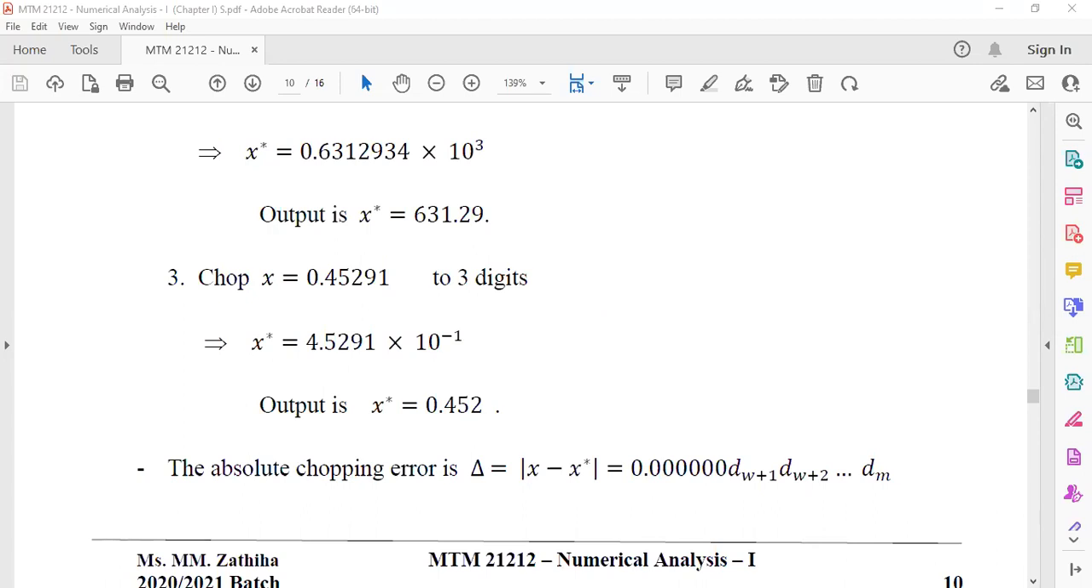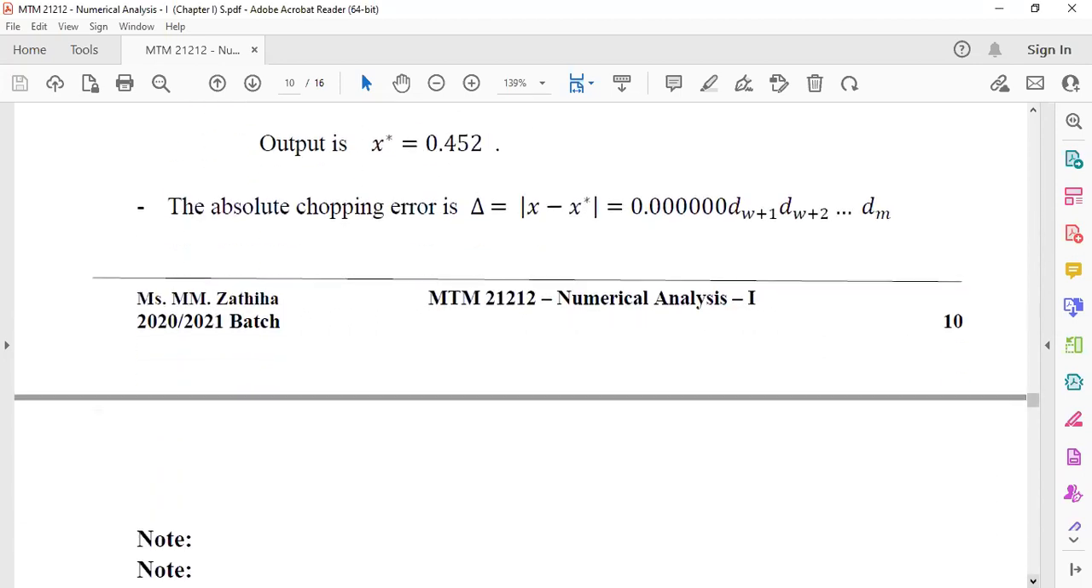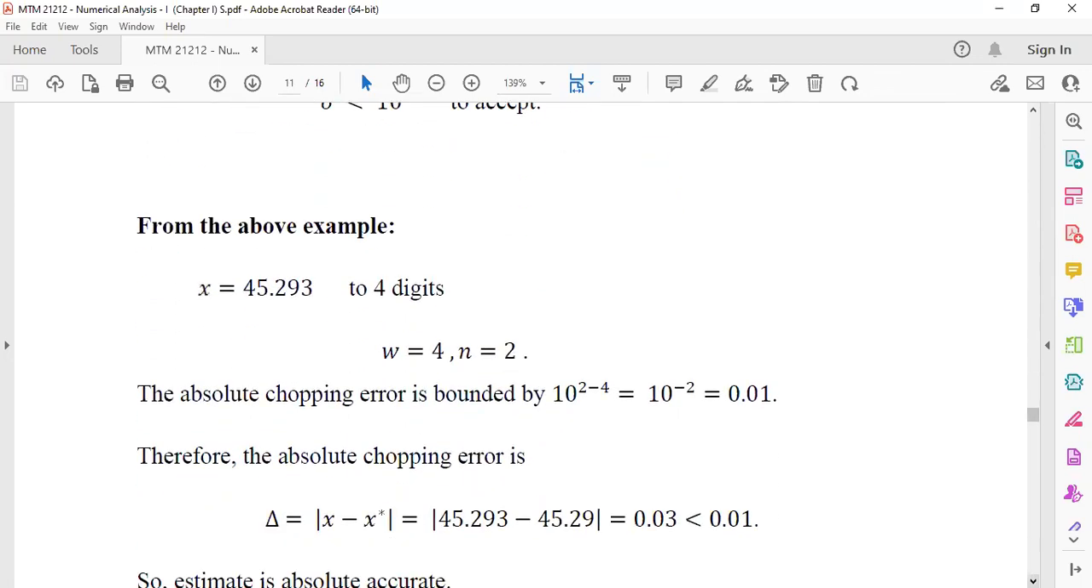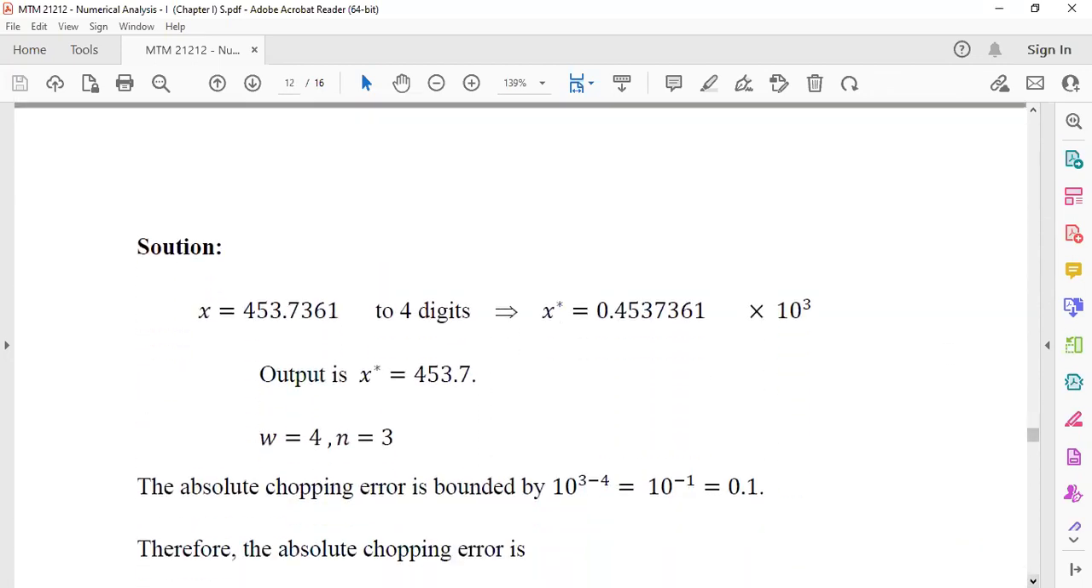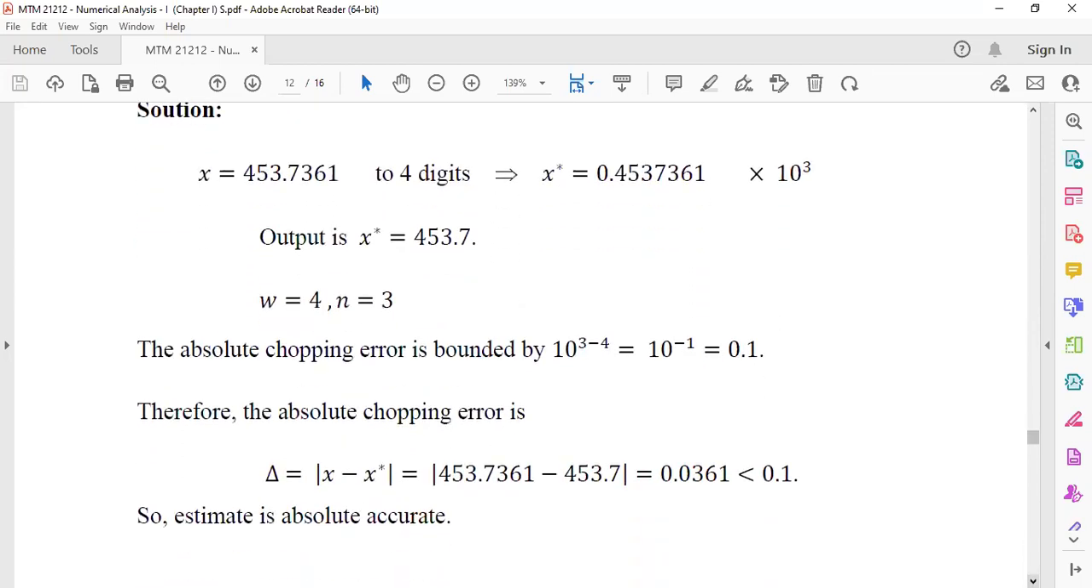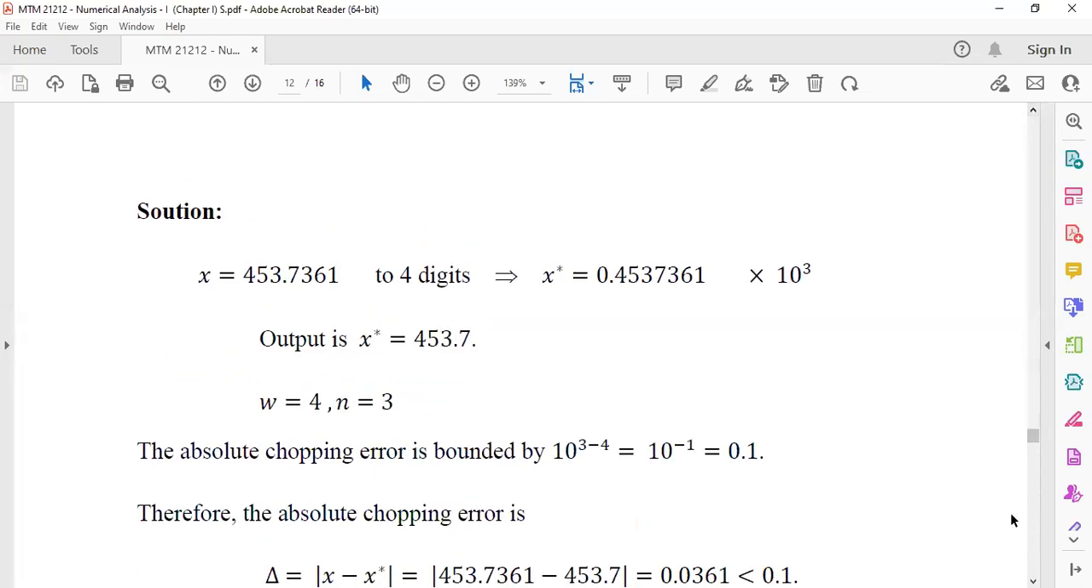Okay, let's continue. So that is all about the chopping. Okay, chopping errors. Yes, what is this? Yeah, this one is the answer. Okay.